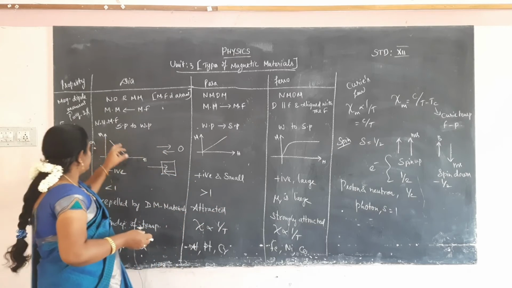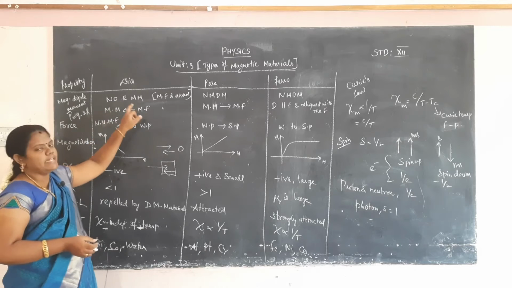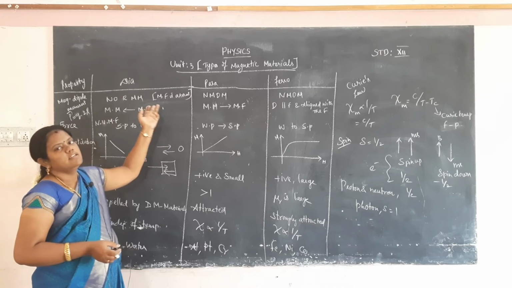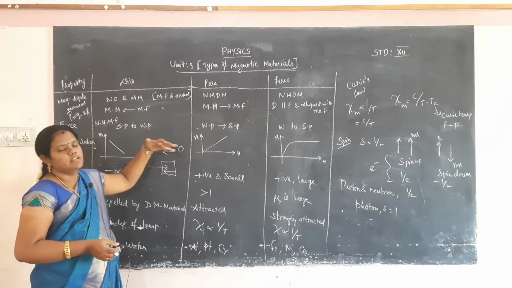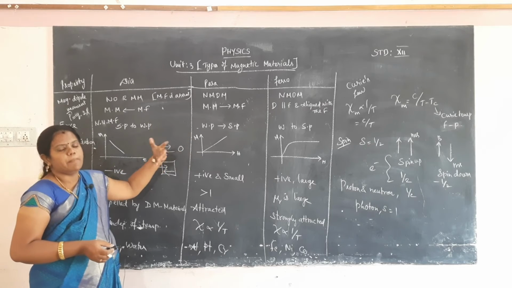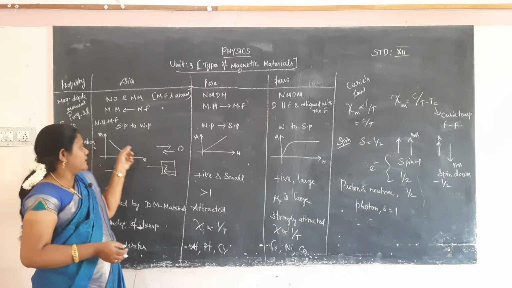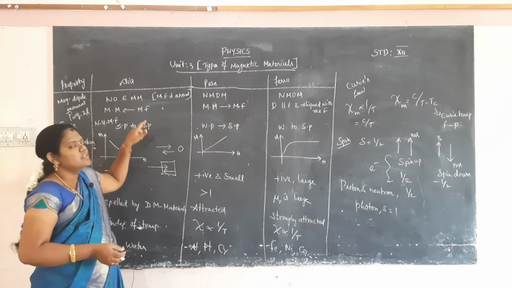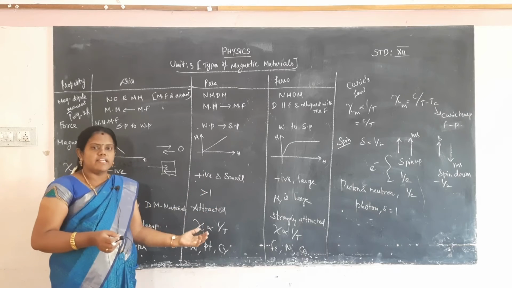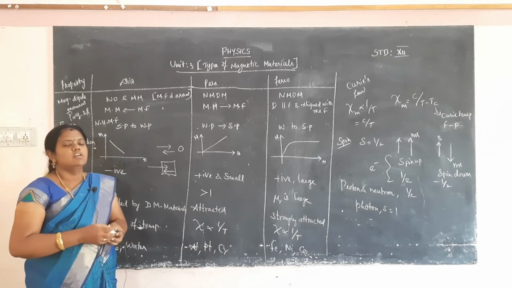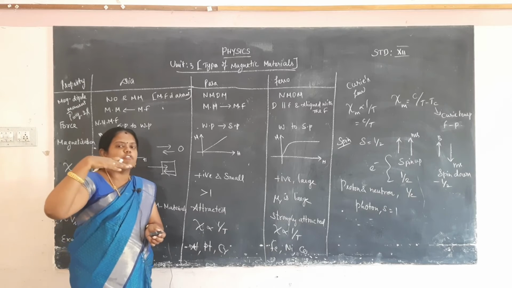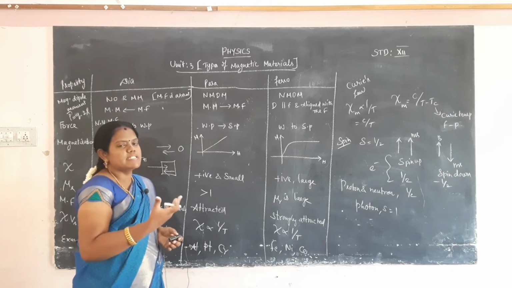If you take dia, in the absence of the magnetizing field there is no net dipole moment. Net dipole moment means when you add them up, the value will not be there. But in the presence of the magnetizing field, the magnetic moments are arranged opposite to the magnetizing field.